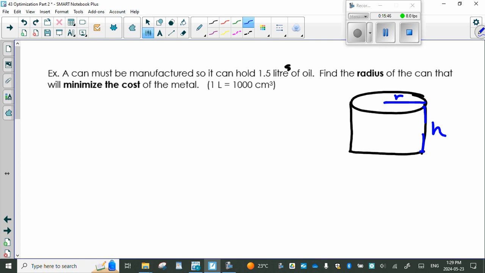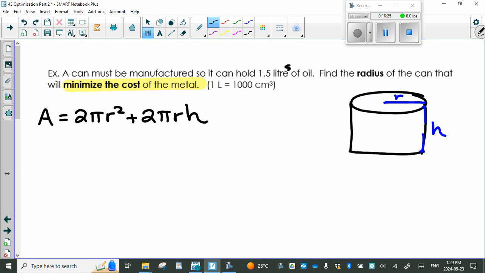And if we are minimizing the cost of the metal, what is it about the can that we're actually minimizing? The material. The amount of metal you need, which is the area. Okay? Now on your formula sheet, can you find an equation that tells you the area of a cylinder? Yeah. And what is it, Owen? Oh, here it is. 2 pi r squared plus 2 pi r h.